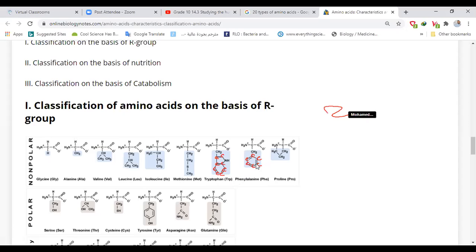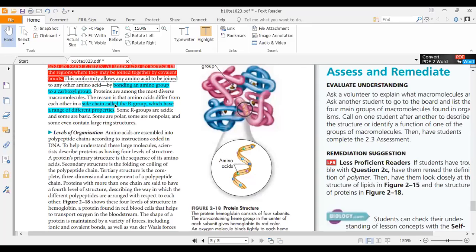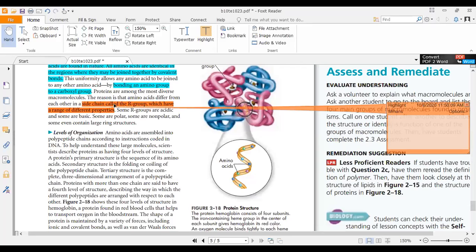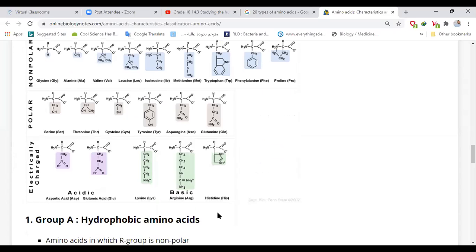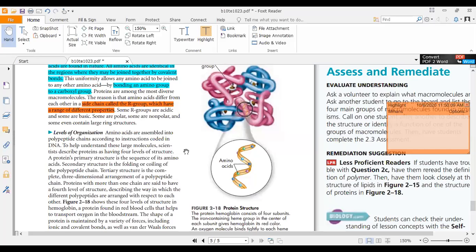So all the 20 types of amino acids all end with the same groups, carboxyl group and amino group, and they differ in the side chain, right? The side chain, as we see here. The side chains are called R groups, which have a range of different properties. As you see here, some are acidic, some are polar, some are not polar. You don't have to study all of this, but you just have to know the information. Okay?